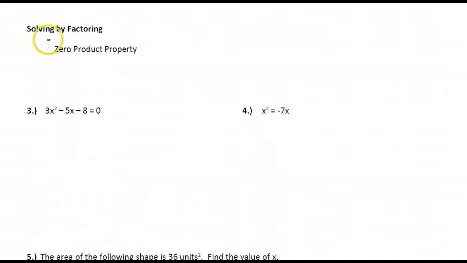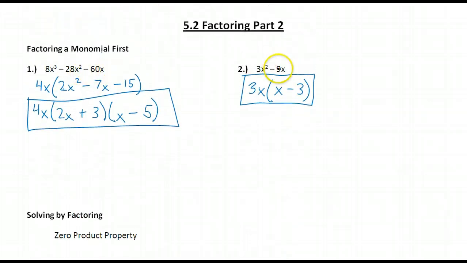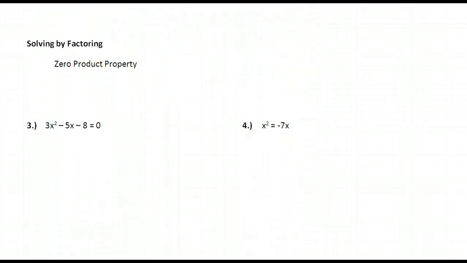The next topic we're going to cover is solving by factoring. So far we've just been factoring expressions. They're expressions because we don't have an equal sign in them. Now we're going to move to problems where there is an equal sign. In order to solve by factoring, we need to use the zero product property. The zero product property says this: if I have two things being multiplied and my answer is 0, one of those two things has to be 0.